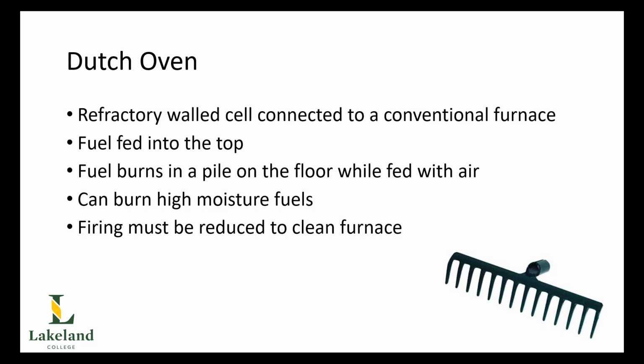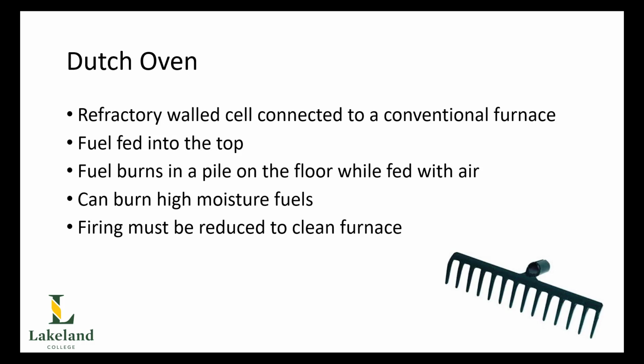Okay, a Dutch oven is a refractory walled cell connected to a conventional furnace. Now, it's best to see these with a diagram that we can see from figure 31 in our textbook. We basically have refractory lined cells that are attached to the side of our furnace. The hog fuel will be entered through a hopper at the top of the furnace, will then drop onto the floor, and now it will combust on a pile. Now, the floor of the Dutch oven is slightly slanted in towards the main radiant section of the furnace. So as it burns, it will slip down into the bottom of the main furnace, where it will then be removed from the bottom of that furnace as ash.